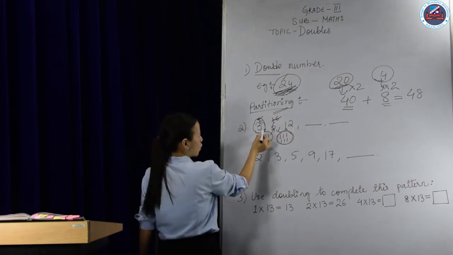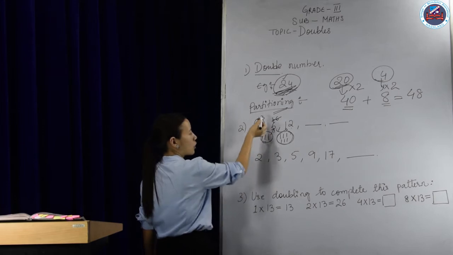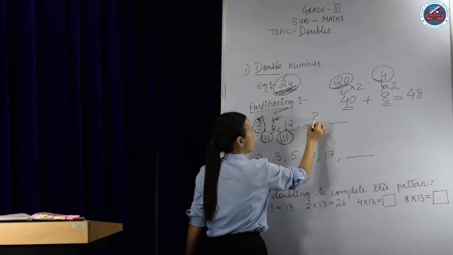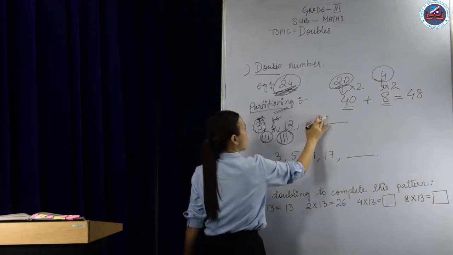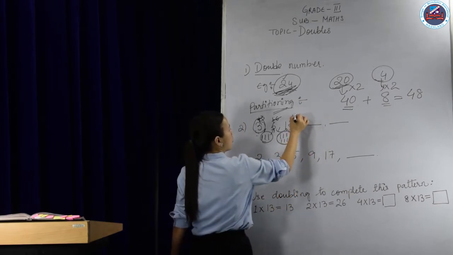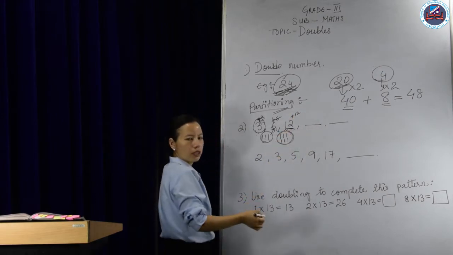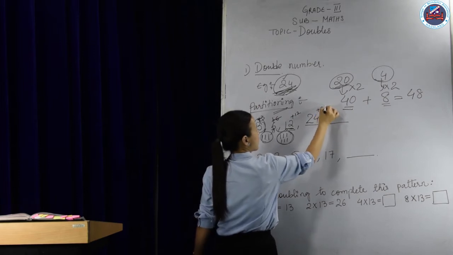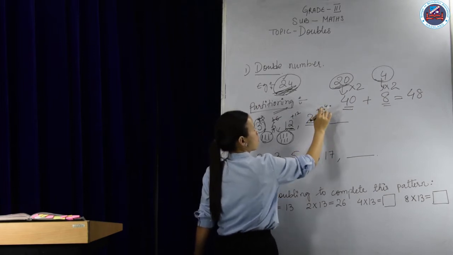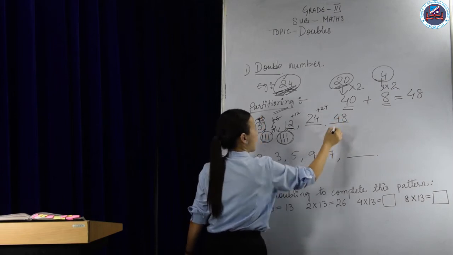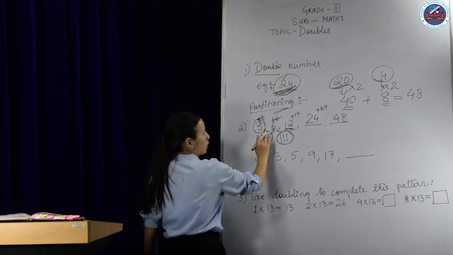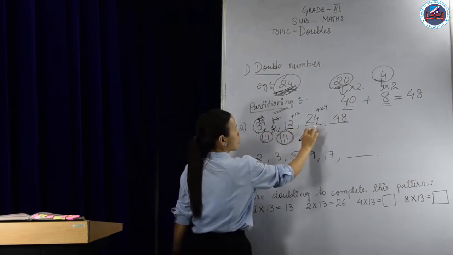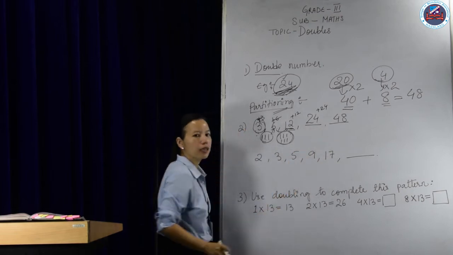So to get the next number, you have to double the number. After 12, what will be the next number? Double your 12, that is 24. And for the next number, double again: 24 and 24 makes 48. So that's how we find the sequence number. See how the pattern is going, and according to that, find the missing number.